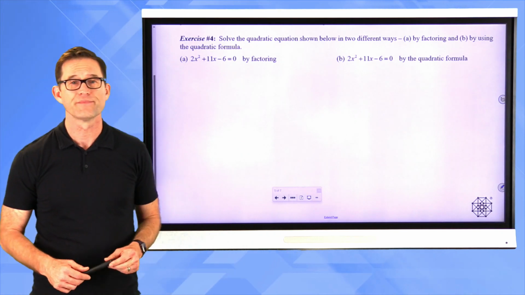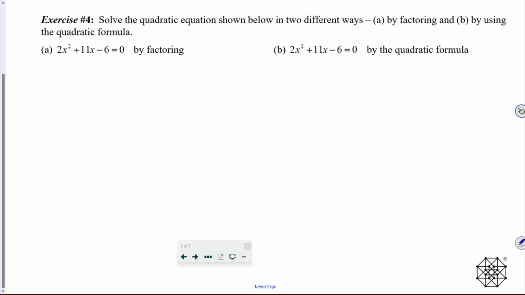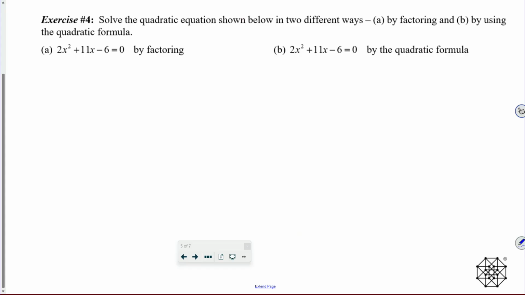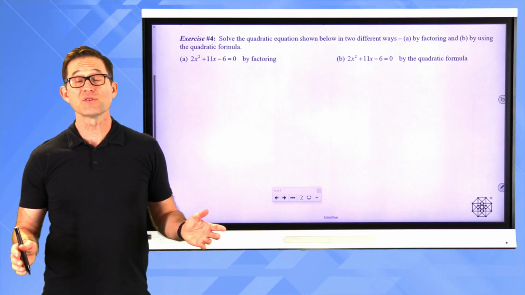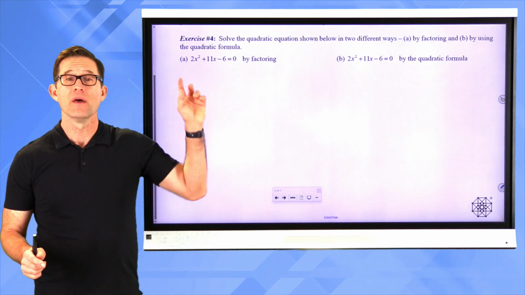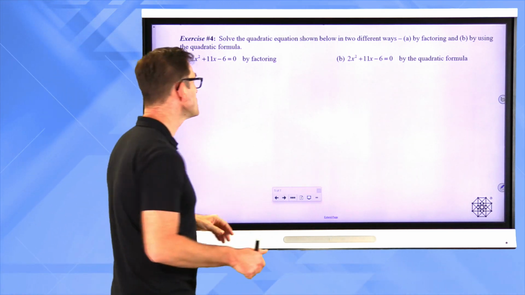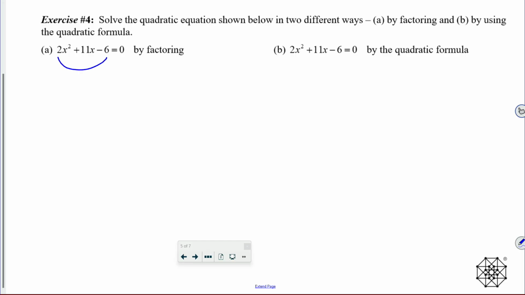Exercise number 4. Solve the quadratic equation shown below in 2 different ways. Letter A, by factoring, and B, by using the quadratic formula. All right, so let's review the factoring. Letter A. 2x squared plus 11x minus 6 is equal to 0 by factoring. This is one of our more challenging factoring problems because our leading coefficient is not equal to 1. In this case, we use that AC model or method of factoring.